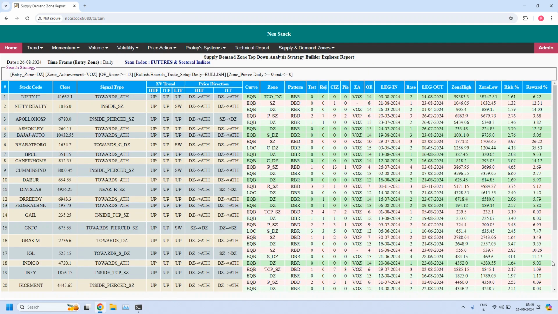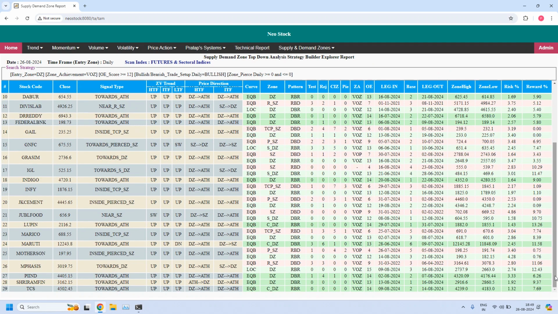So all these stocks are currently supporting bullish trade setup for monthly income trade. Let me scroll the list down. So total 29 stocks are filtered.